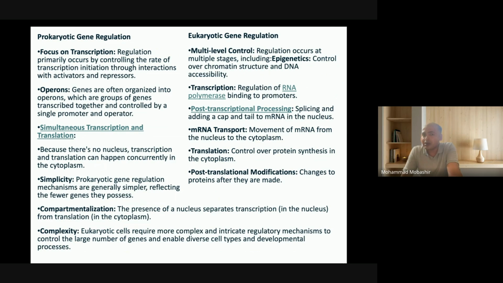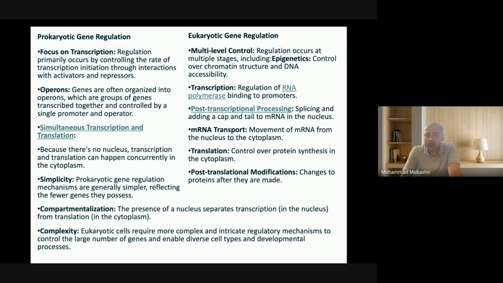regulation of RNA polymerase binding to promoters, post-transcriptional processing, splicing, and adding a cap and tail to mRNA in the nucleus, mRNA transport, movement of mRNA from the nucleus to the cytoplasm, translation, control over protein synthesis in the cytoplasm, post-translational modification, changes to proteins after they are formed. While in case of prokaryotes, simultaneously gene transcription and translation takes place. Because there is no nucleus, transcription and translation can happen concurrently.